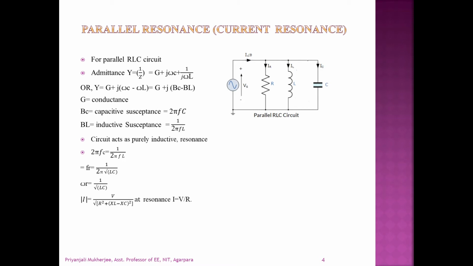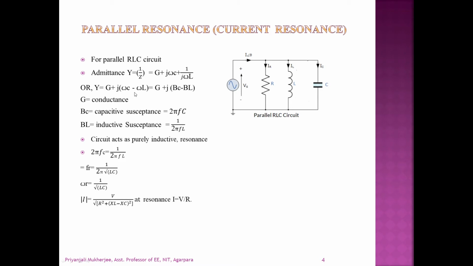Now, the given circuit represents the parallel resonance circuit, where the coil is connected in parallel with the capacitor and the resistor, and all are connected across the AC voltage source of variable frequency. So for this circuit, we can say that the total admittance Y is equal to 1 by Z, where Z is the impedance, equal to G plus j omega C plus 1 by j omega L. This G is the conductance, and that is equal to 1 divided by R.